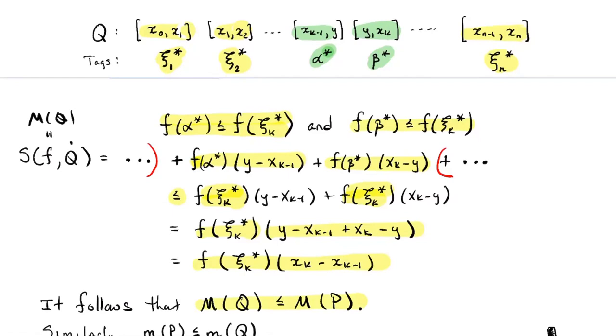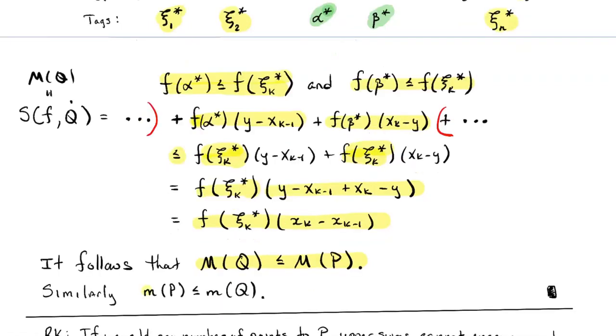I'm going to leave it to you to show that capital M of Q is at least lowercase m of Q is at least lowercase m of P. So that proves the lemma.